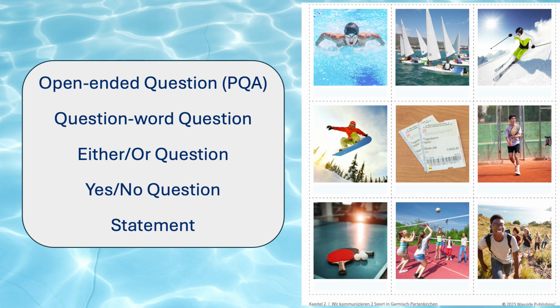Next, I want to ask a question using an interrogative. I could ask, what does Peter like to do? Finally, I could start to ask open-ended questions. Some refer to this as PQA or personal question and answer because I will start to ask members of the class about their preferences. For example, I could ask, who else likes to play tennis like Peter?